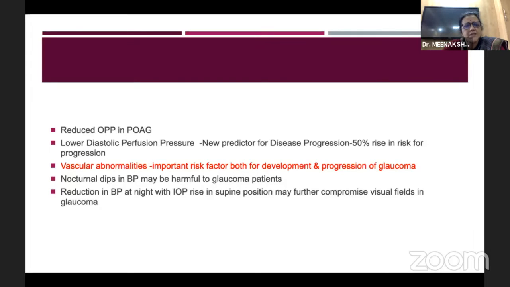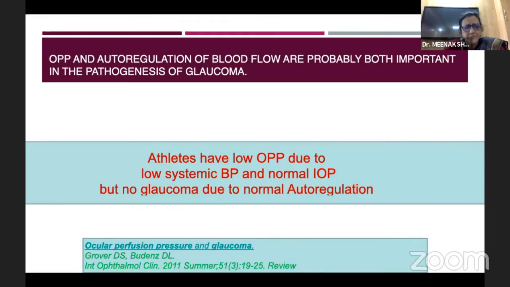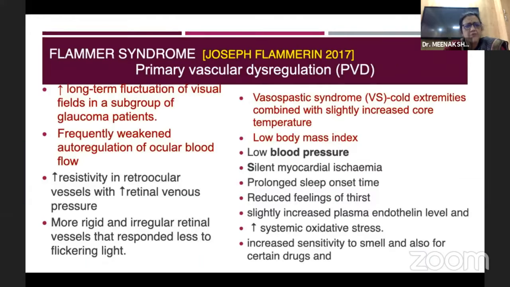Vascular abnormalities are an important risk factor both for development and progression of glaucoma. Athletes, although they have low OPP, have good autoregulation, hence they do not have any problems. Patients who have Flammer syndrome have a long-term fluctuation of visual fields, and they are generally people with low body mass index with a low BP.